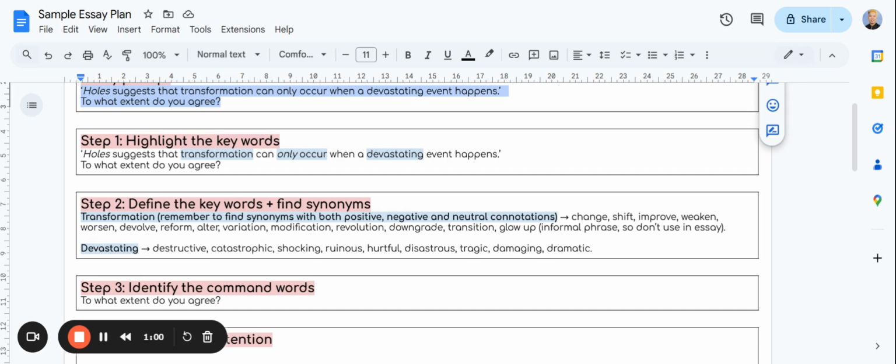So, the command word here: to what extent do you agree? A lot of you guys are starting to pick up on the fact that perhaps this statement, this proposition, is something that I can disagree with to an extent, or at the very least, are there different ways that I can think outside the box to respond to these topics? So, you guys are doing steps 1 to 3 extremely well.